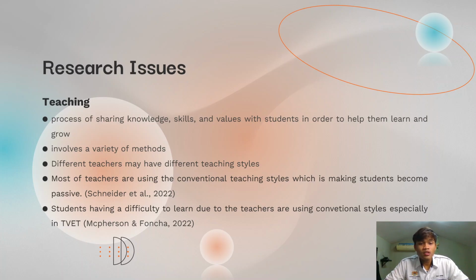Different teachers may have different teaching styles. This one is from Schneider et al., which says most teachers are using the conventional teaching style, which makes students become passive. So what is the conventional teaching style? It is only one way of communication, one way of teaching. For example, the teacher gives lectures in front of the students and the students only listen to the teacher. There is no discussion or practice. That one we call the conventional teaching style, or maybe I should say chalk and talk.